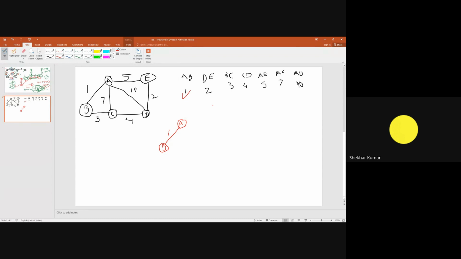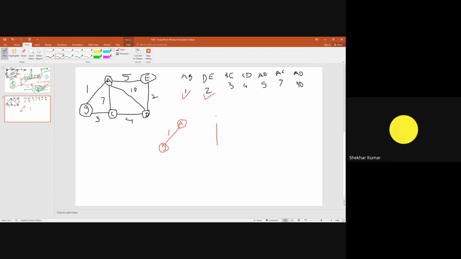Now I will find the next edge with minimum cost, that is 2, because I have already arranged it in ascending order, that is DE. Now I have selected DE.